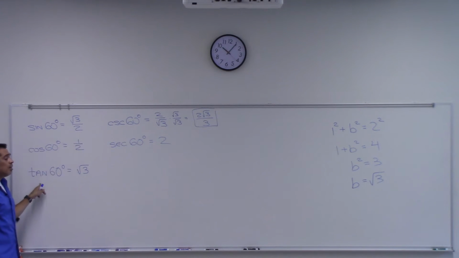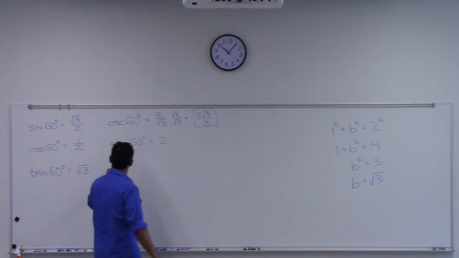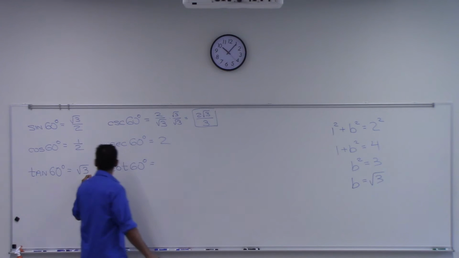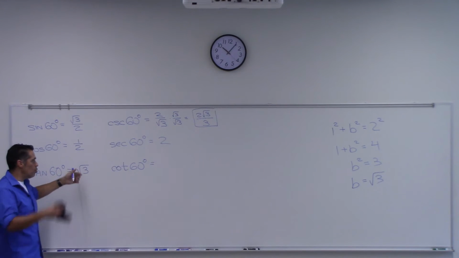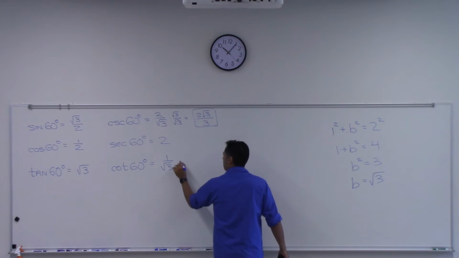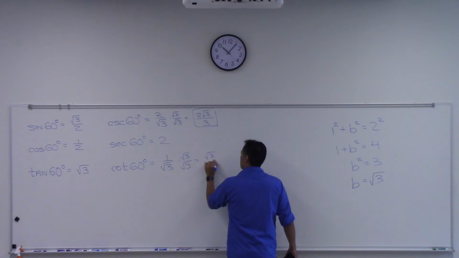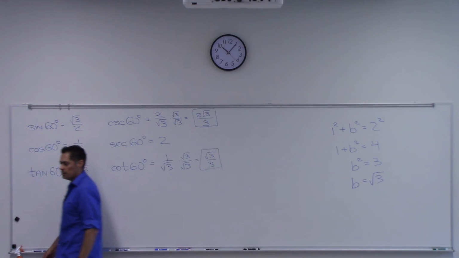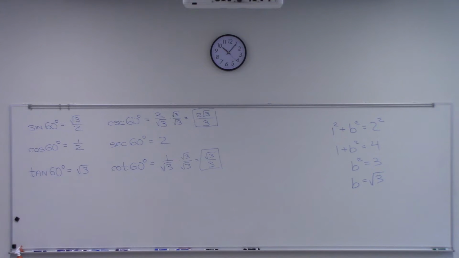And then cotangent of 60 is, this is like over 1, right? So you flip it. It's 1 over root 3, but we can't leave it like that, right? We have to multiply it by root 3 on top and bottom. So you should get root 3 over 3. Okay. We have all 6 trig functions for 60 degrees, right?